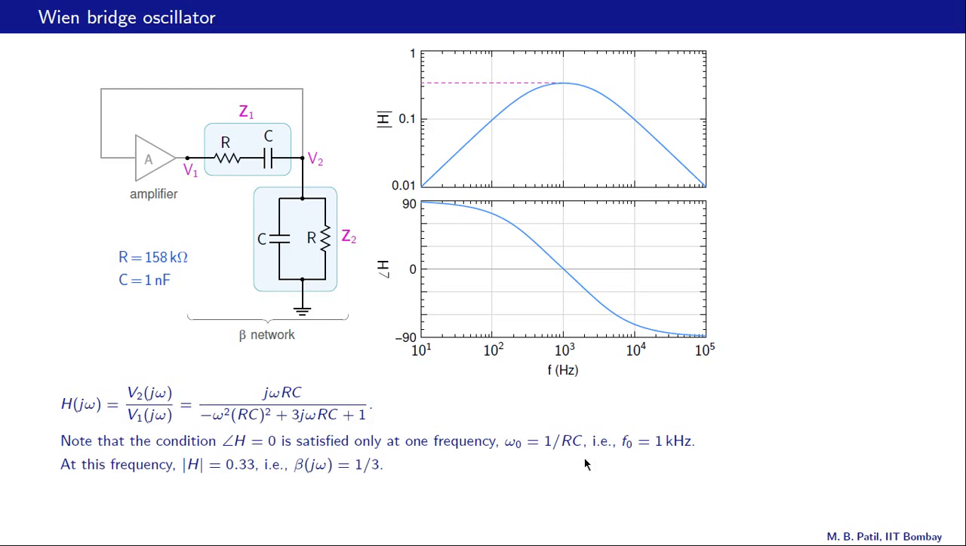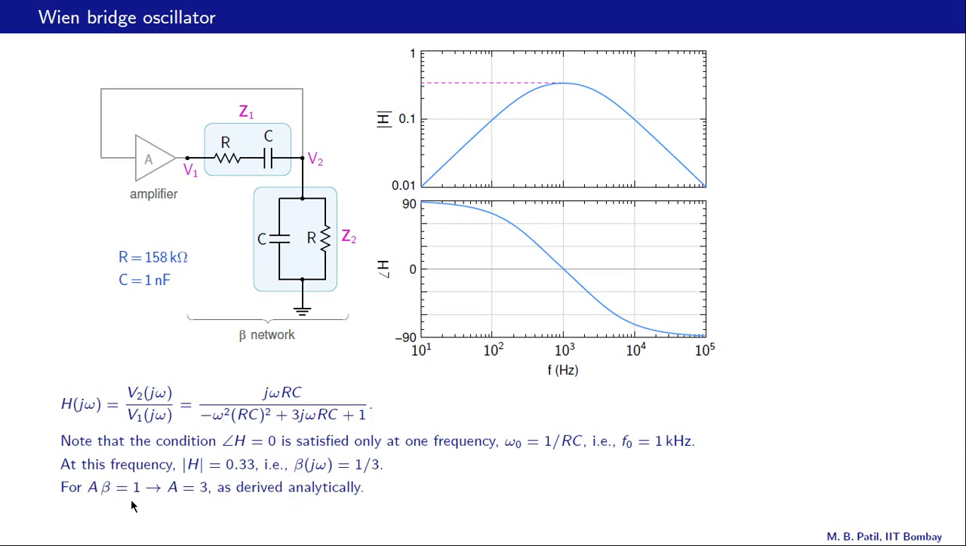Alright, now let us see what the magnitude of h of j omega is at this frequency. This is going to be our frequency of oscillation. So let us see what the magnitude of h is, or magnitude of beta is. So this is 10 raised to 3 hertz, and that is our magnitude. This is 0.1, 0.2, 0.3. So that turns out to be 0.33, or beta of j omega then is 1 over 3. It has angle 0, so it's just a real number with magnitude 1 by 3.